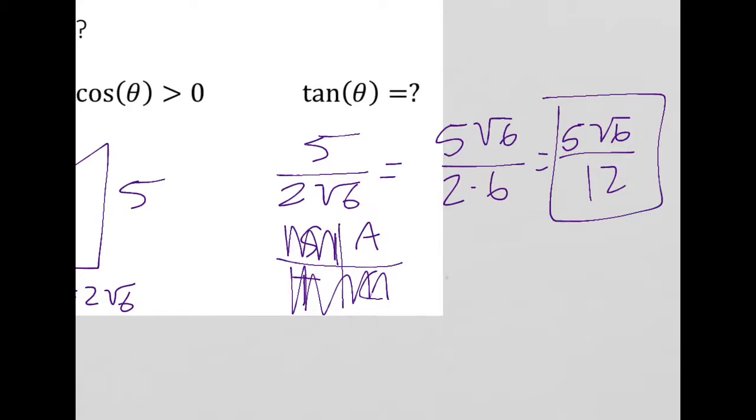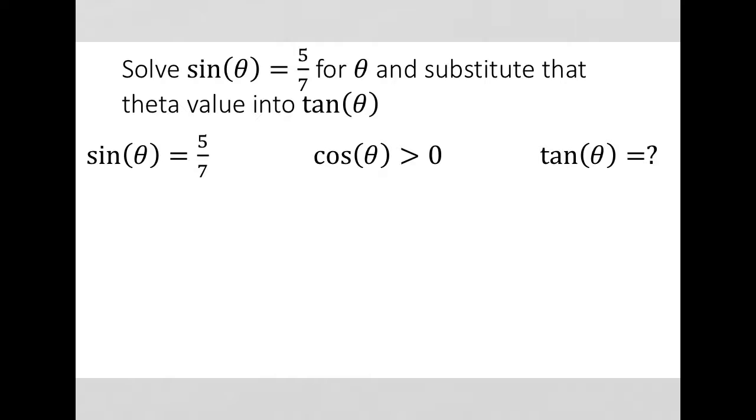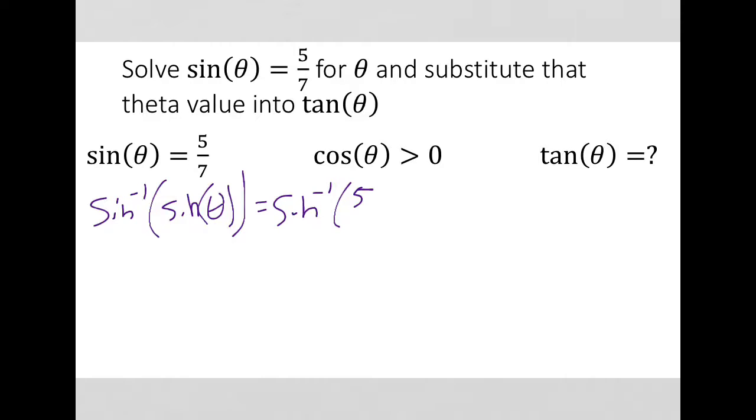Now again, you didn't know you were doing it, but you were actually doing some weird, kind of interesting inverse trig stuff right there without really recognizing it. So let's think about this. Let's solve sine of theta equals 5 over 7 for theta. So to do that, we need to take the inverse sine on both sides. Boom. So sine inverse on both sides.